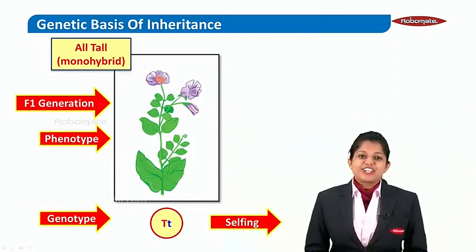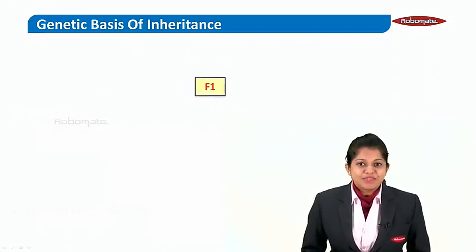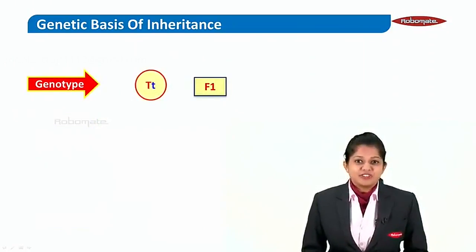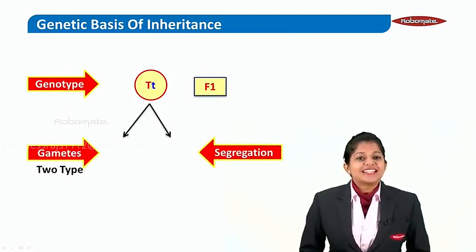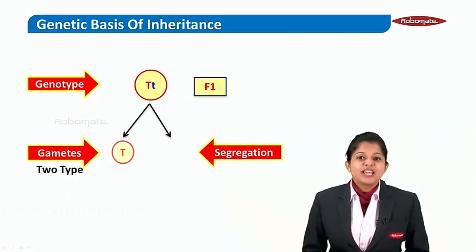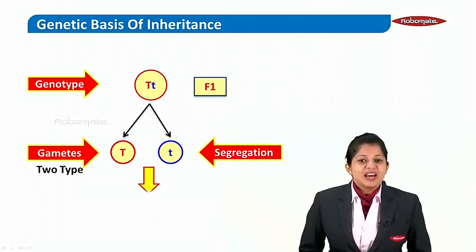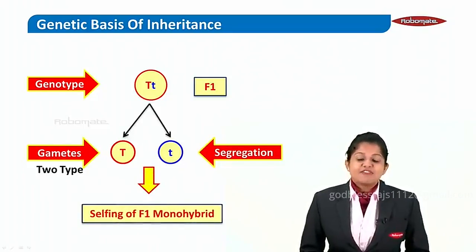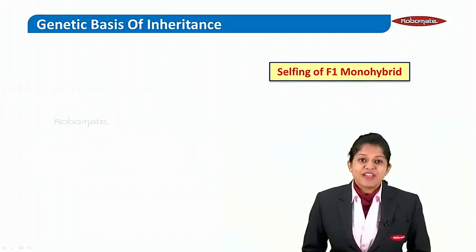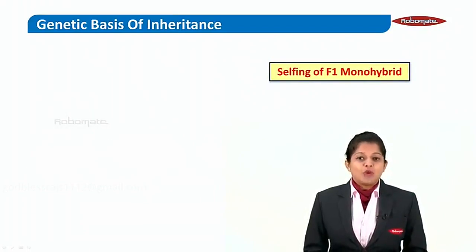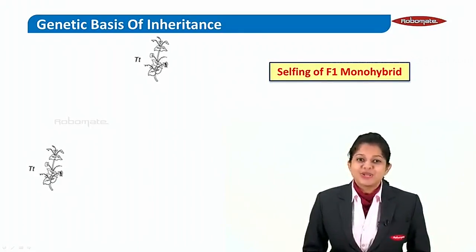This F1 generation further undergoes selfing. During the selfing of the F1 generation, the F1 hybrid undergoes gamete formation and segregation to form two types of gametes, where one may produce dominant trait whereas the other equal part may produce a recessive trait. These further undergo selfing or fusion. During the selfing of F1 monohybrid, let's see what are the offsprings formed. We are going to see this in the form of a Punnett square.